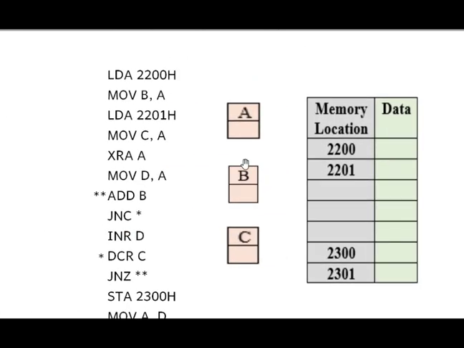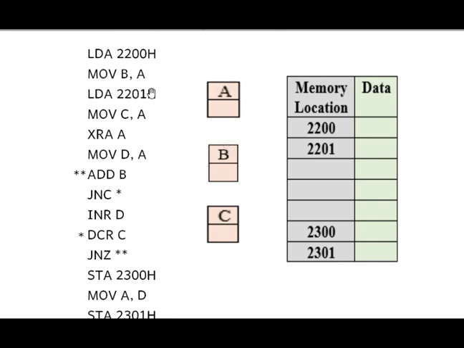As given, the two numbers are stored in 2200 and 2201. So let me store some numbers so that we can understand the working. Suppose I store here 6 and here I store 4. So you have to multiply these two numbers. Then the first instruction, LDA 2200. What does LDA do? It stores the data from the memory location 2200 in register A.